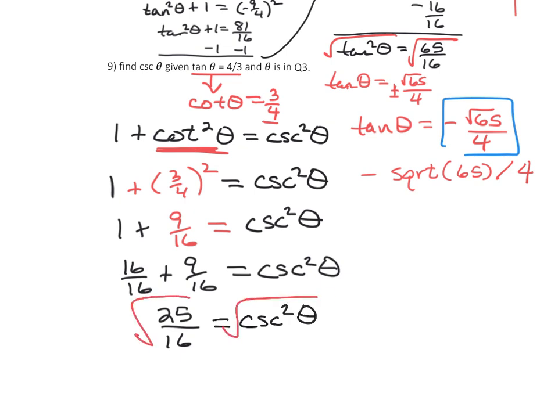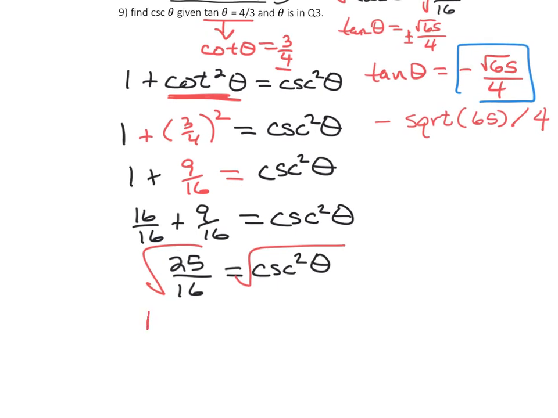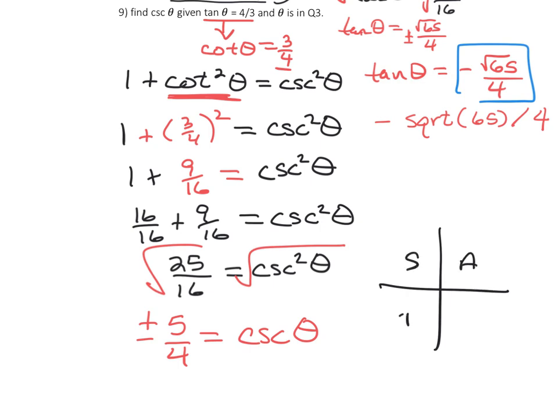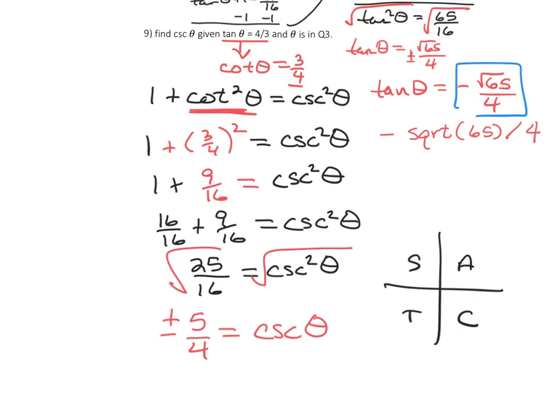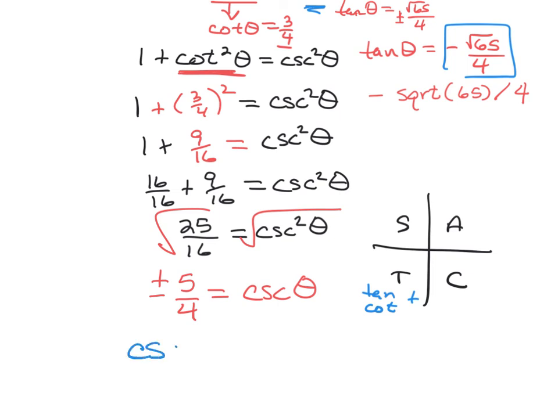I need to square root both sides. This gives me plus and minus 5 over 4 is equal to cosecant theta. Here's where I use my All Students Take Calculus. The question told me to find a theta in quadrant 3. Remember, in quadrant 3, it's tangent and cotangent. These are the positive ones in quadrant 3. So the only thing I'm keeping here is negative. So cosecant theta in quadrant 3 is negative 5/4.